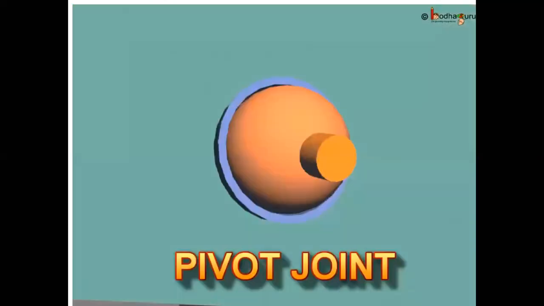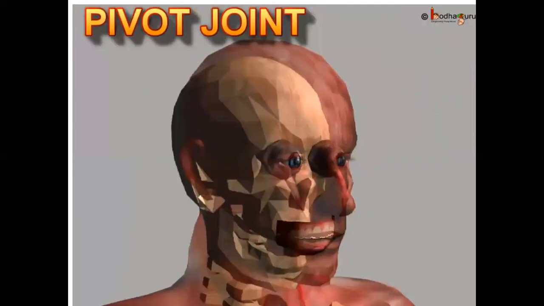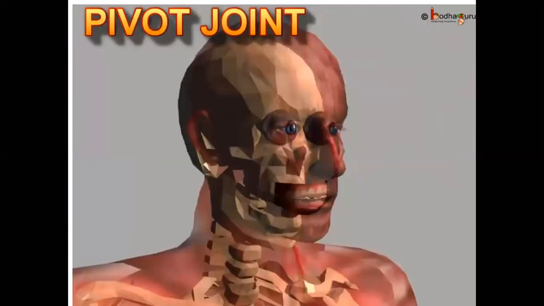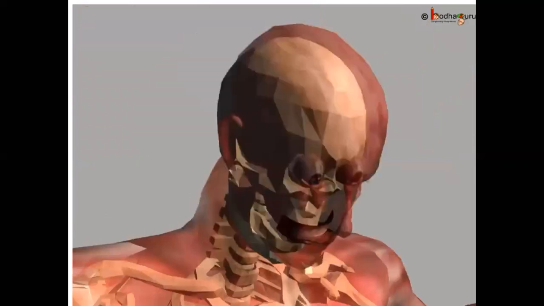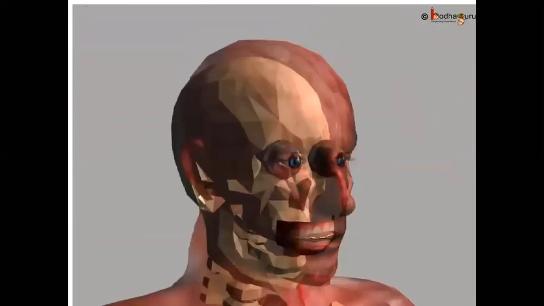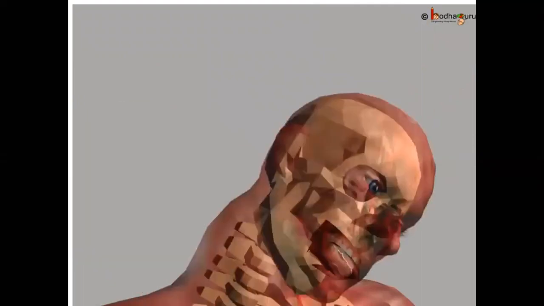And the next one is the pivot joint. See this pivot joint. It is between the skull and the first two vertebrae of the spinal cord. This is how our head moves on the neck. The pivot joint lets us show all kinds of directions of movement, right?